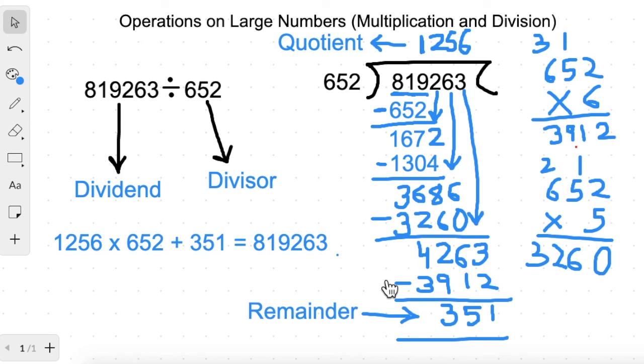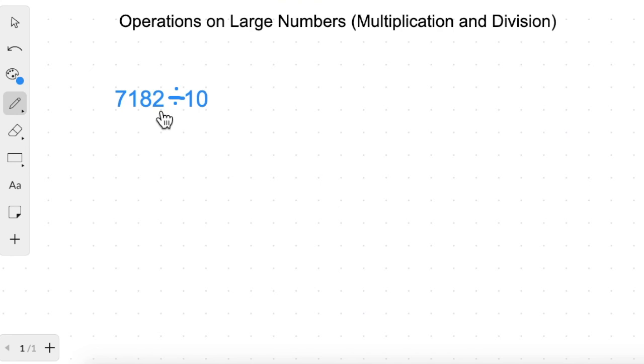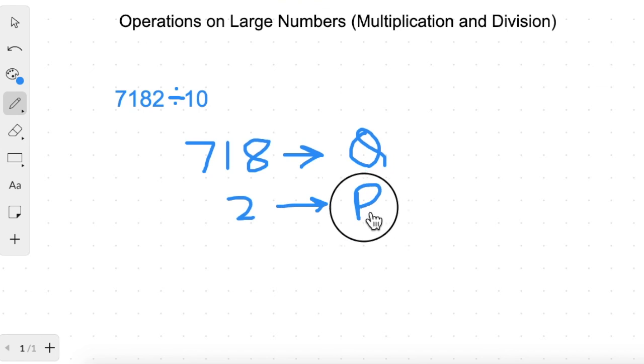Now, let me tell you one more interesting thing about division. Children, when we divide a number with 10, 100 or 1000 or any other number like that, it is very easy for us to find quotient and remainder. If you divide the number, you will get 718 as your quotient. I am writing Q for quotient and 2 as your remainder. I am writing R for remainder. Isn't it interesting, children? I got it without even calculating it. You can even find this out.